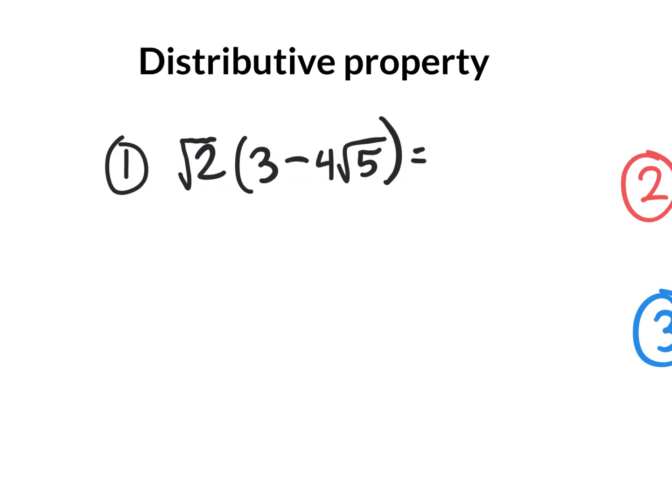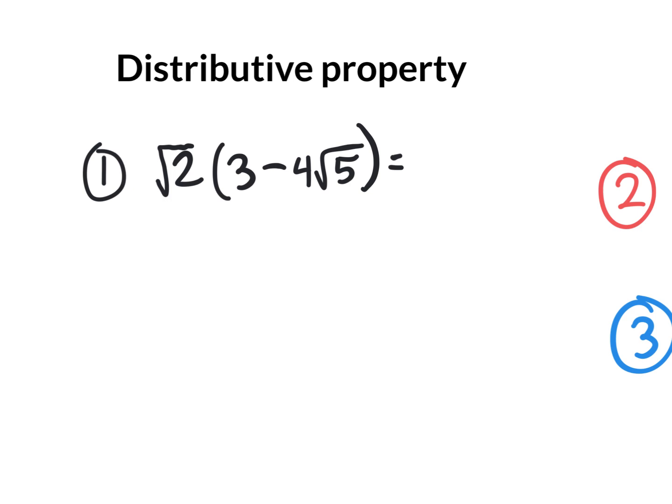Cool. Almost done. Let's distribute with square roots. You might want to jot this down. The square root of 2 times the binomial 3 minus 4 square root of 5. Well, you take the square root of 2 and distribute it. Remember, a square root is kind of like an x, right? If you have x times 3, what's your answer? 3x, right? In this case, square root of 2 times 3, what's your answer? 3 square roots of 2.